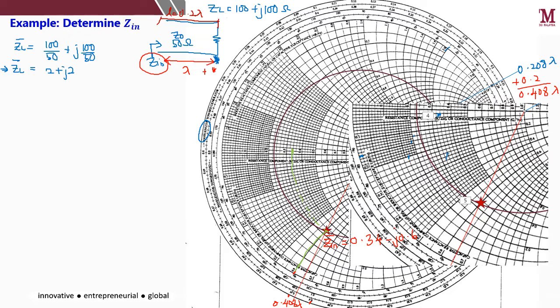Alright, so don't forget this is your normalized Z-in. So normalized Z-in equal to 0.34 minus J 0.6. So to get your real Z-in, you need to multiply with Z0. Z0 multiply with 0.34 minus J 0.6. So your Z0 equal to 50. So you'll get your final or real Z-in value.